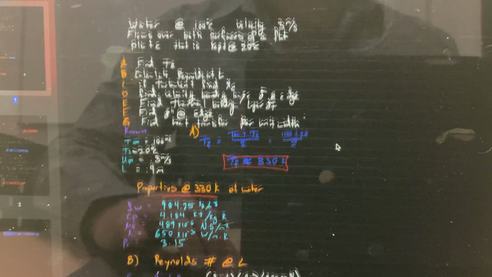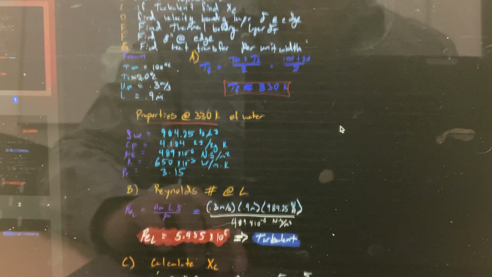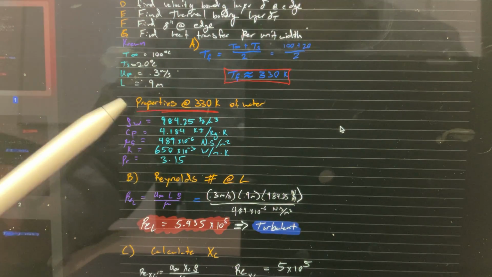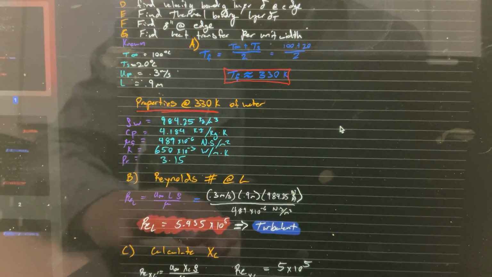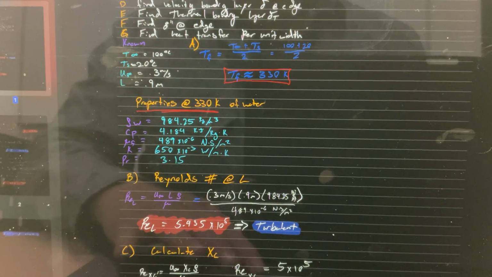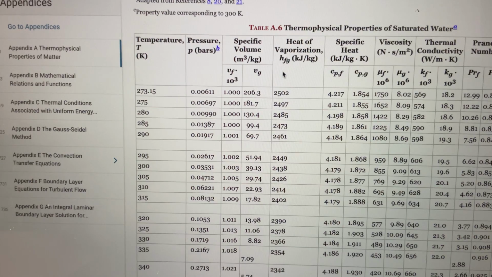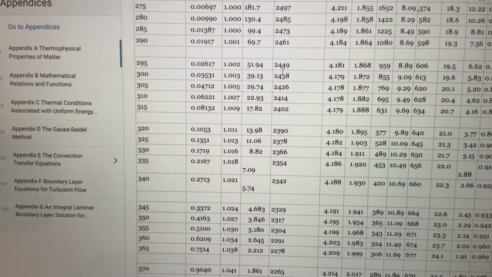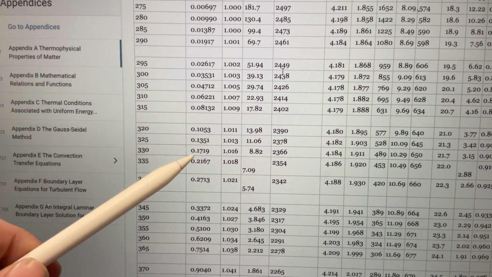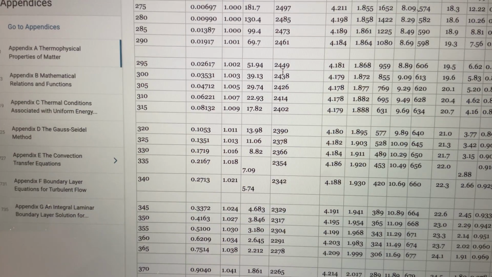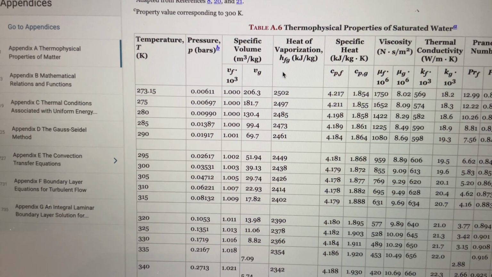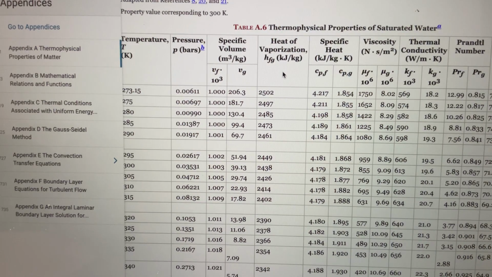Now, once you know what the temperature of the water is going to be, you go into table A6, which is this table right here. So you come in at table A6, and you go to the values at 330, and you're able to find all the values except for the density. And the density is just the inverse of the specific volume. So you can just take the inverse of that and find out your value there.